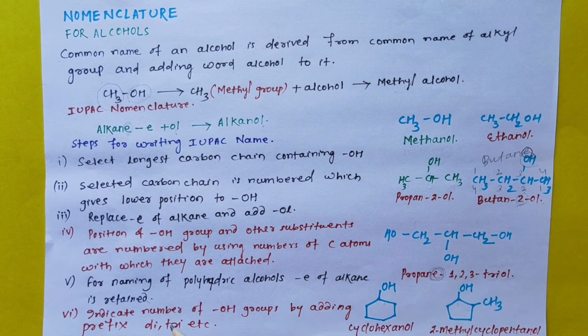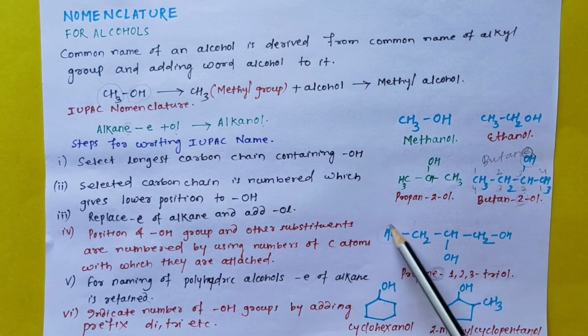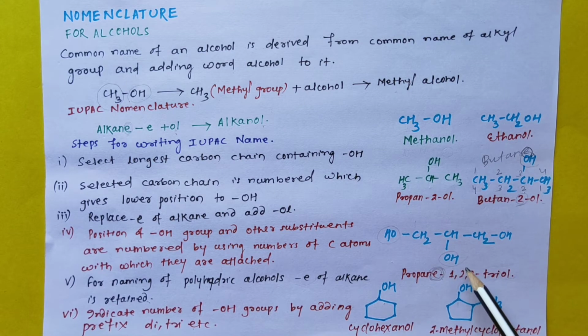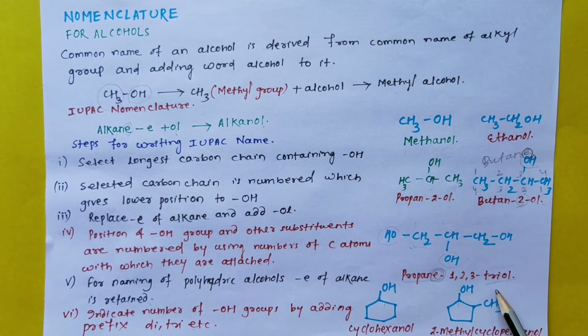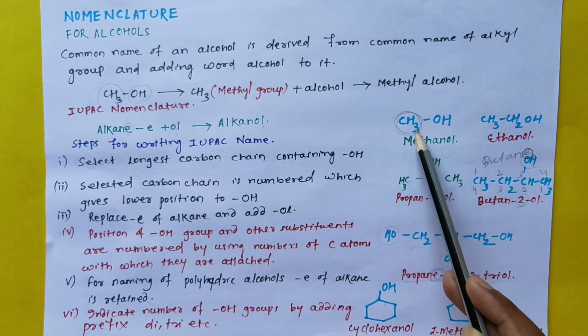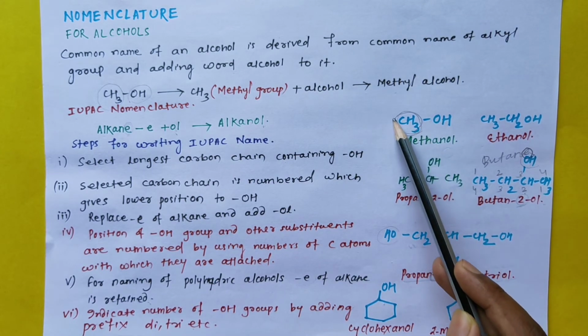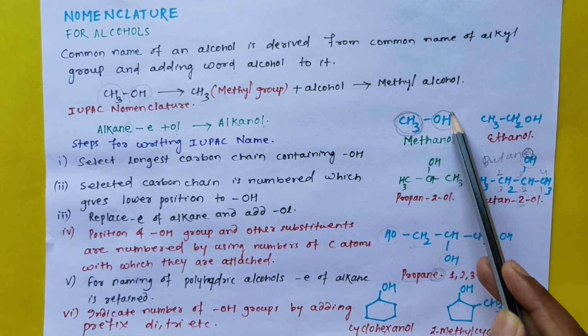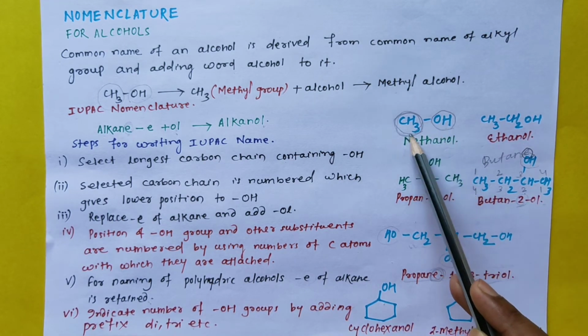Next is, indicate the OH group positions by adding the prefix di, tri, etc. If more than one OH group is there, then we have to add the prefix. Here you can see 3 OH groups, that means we can add tri here. So we have discussed all the rules. Now we will go for the common name and IUPAC name of these compounds. Let's discuss. So you see, this is the methyl group. First of all I will say the common name, then I will say the IUPAC name. This is the methyl group and this is OH, meaning alcohol. So the common name will be methyl alcohol.